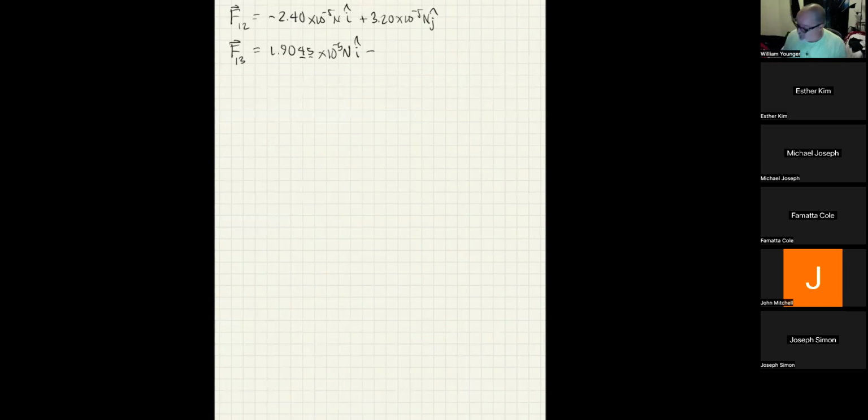Now 4 divided by the square root of 41 is 0.6247 roughly. So I'm now going to multiply that by 2.439 e to the negative fifth. And that gives me 1.524.